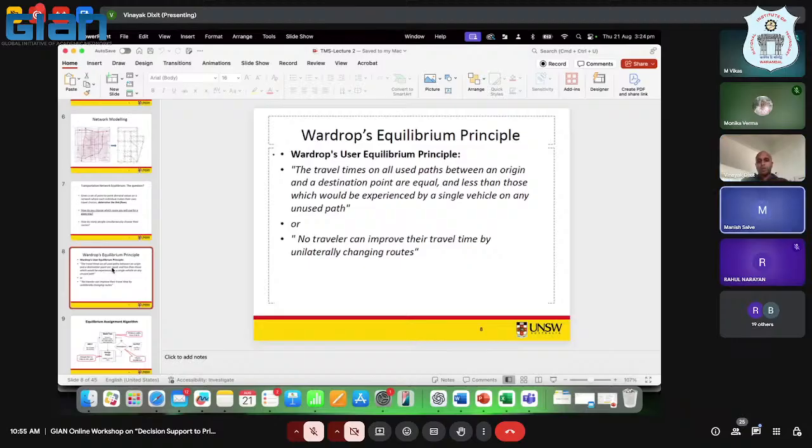So whether or not you're modeling it as an equilibrium problem, this is the first check. Check one. Then the second thing is you want to be calibrating and validating the model also. So you want to make sure that the volumes you're getting.